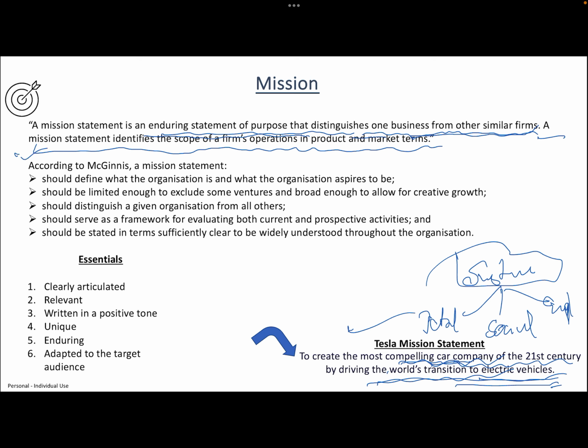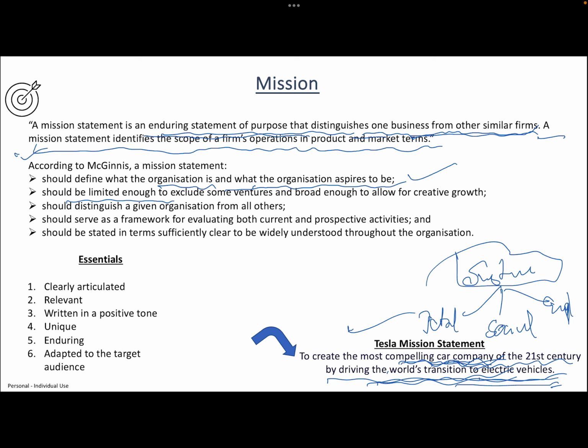According to McGuinness, a mission statement should clearly define what the organization is. The organization is a car company, and what the organization aspires to be. They want to drive the world's transition to electric vehicles. Clear? It should define what the organization is and what the organization aspires to be. That is what the mission statement is.